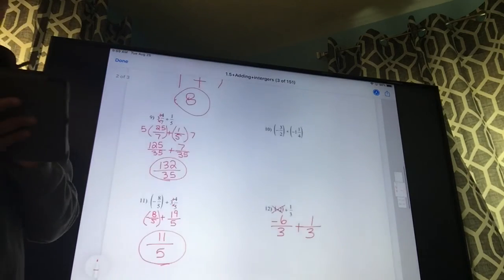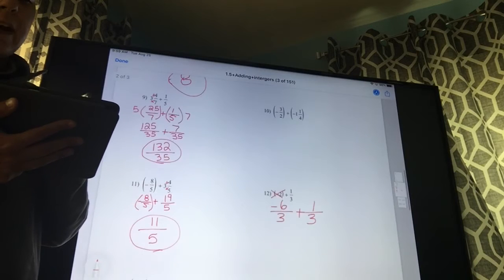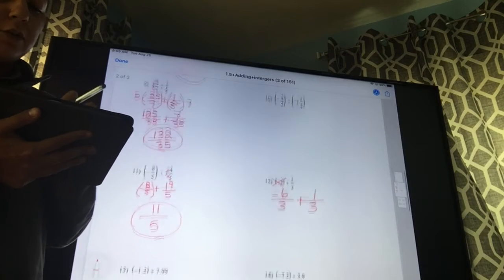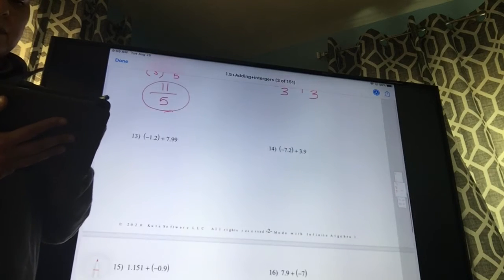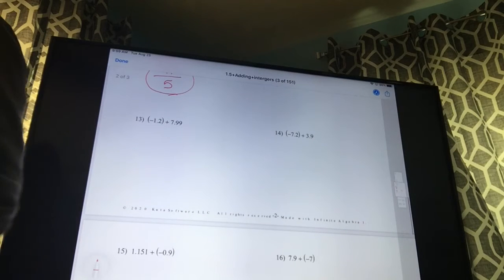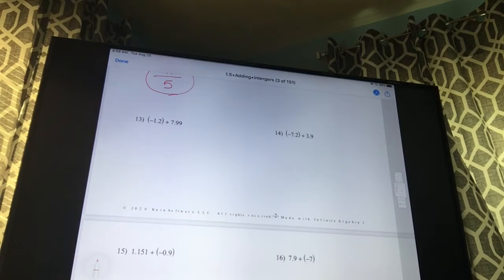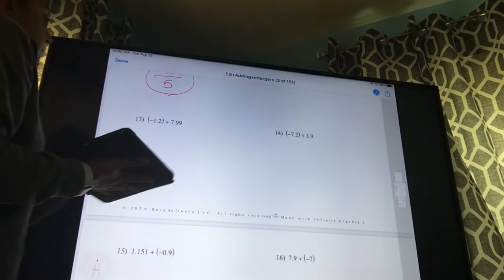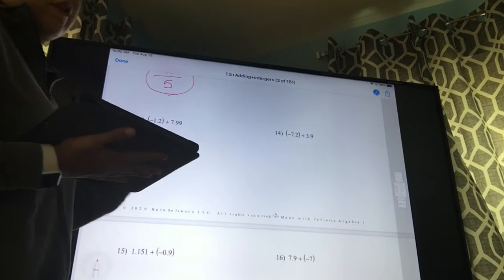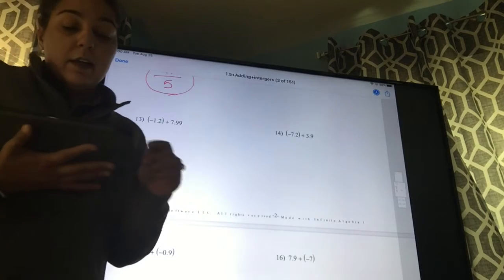In 10, you need to convert that mixed fraction into an improper fraction. Okay? Okay, decimals. These ones are not too bad. You can use your calculator. Obviously, I started out with a decimal, so it should end with a decimal, okay?